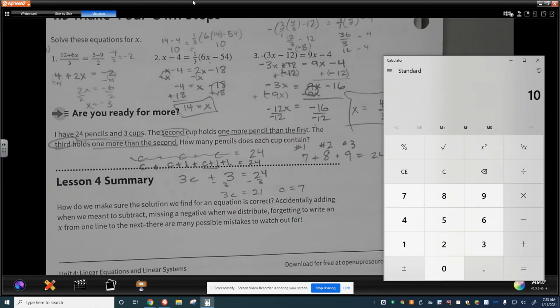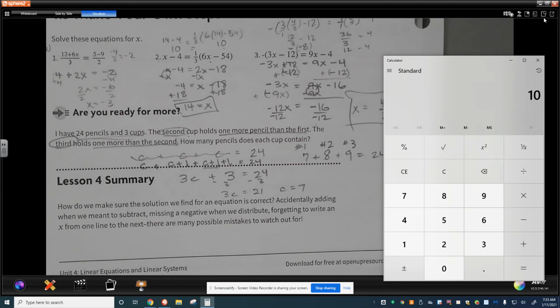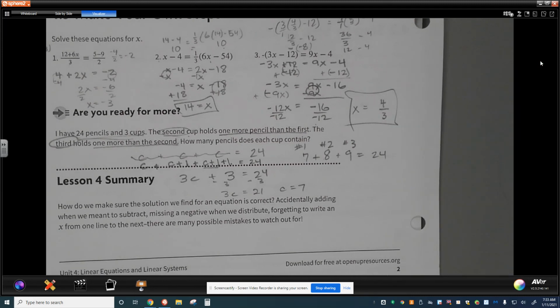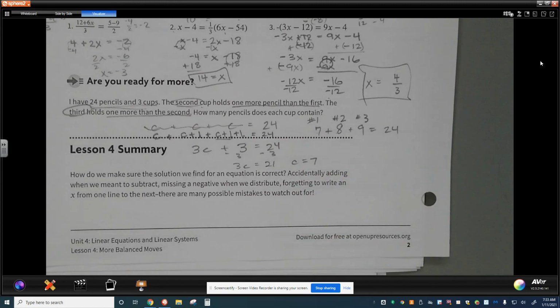Whew, thanks for sticking in. This one took a little bit longer for the lesson. I know you're probably saying they all take a long time. Yeah, they do. But the cool thing about this is, how do we make sure that the solution we have for an equation is correct?